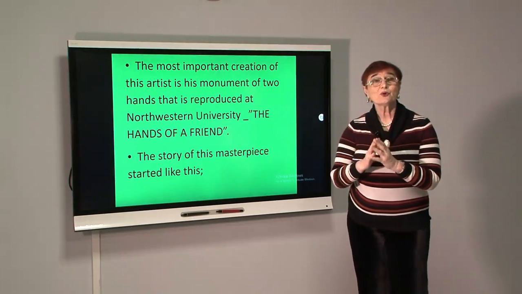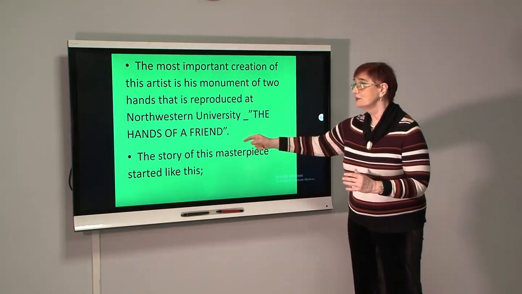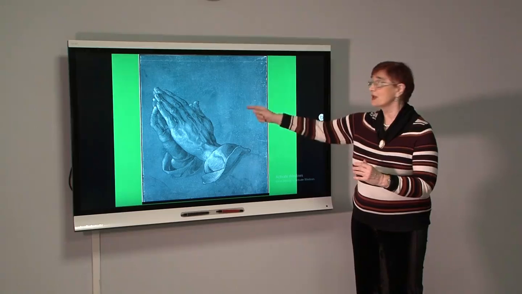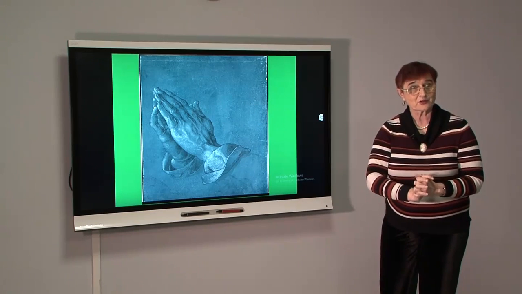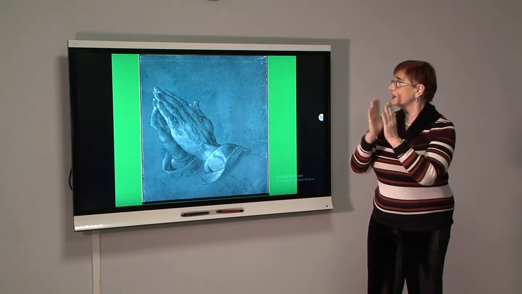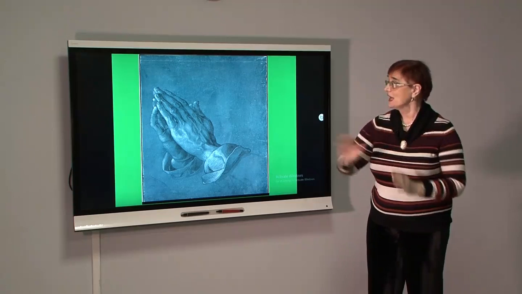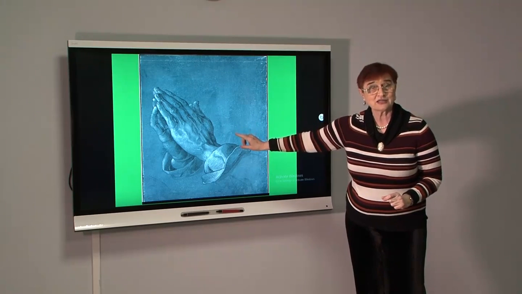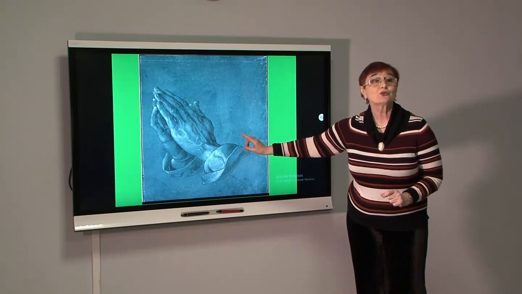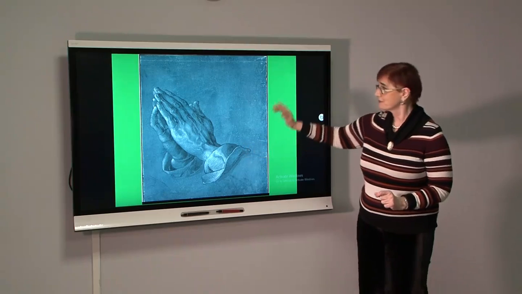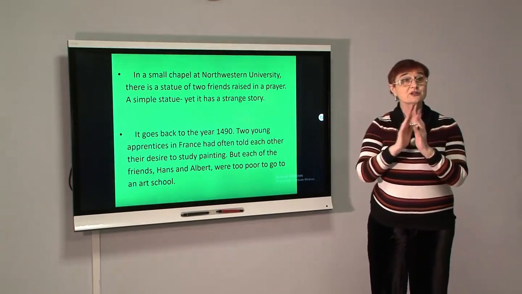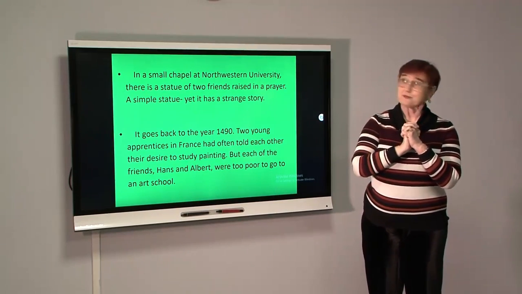The most famous creation of Albrecht Dürer is the Praying Hands. And this is a monument, and it stands at Northwestern University. Yes, and the story started like this.